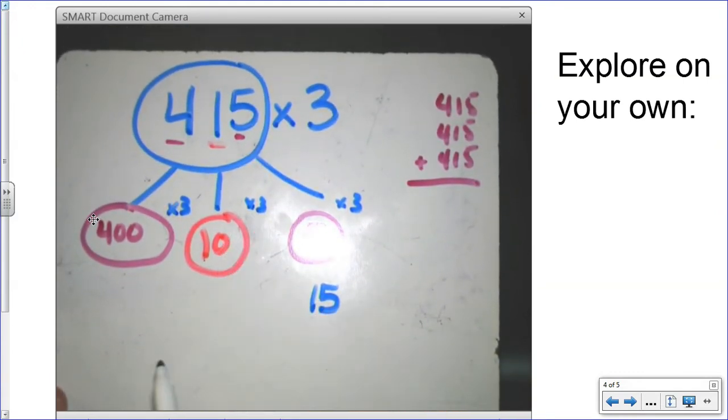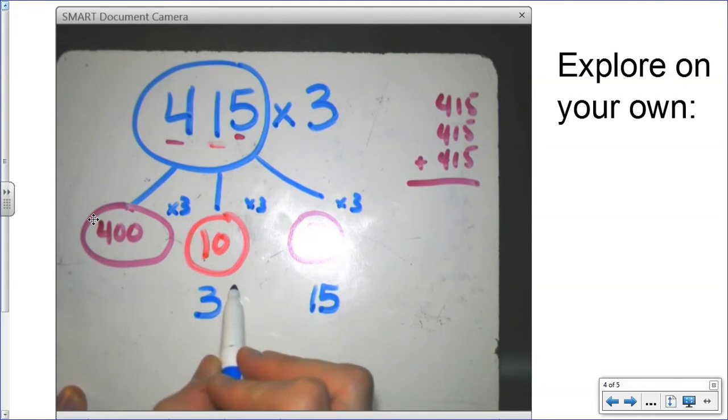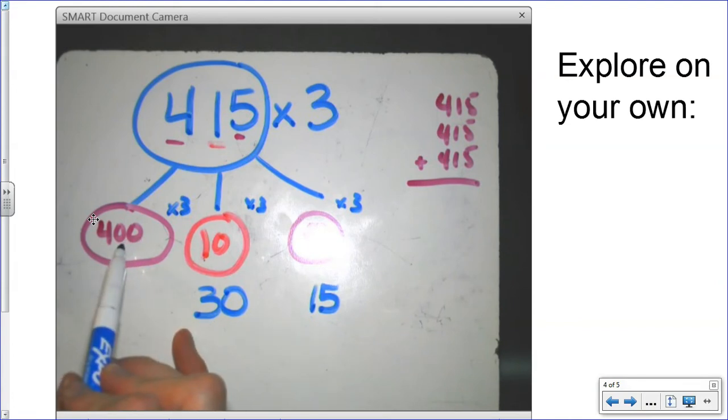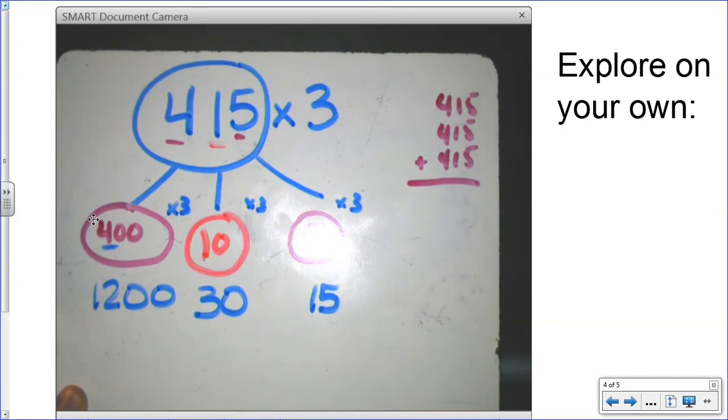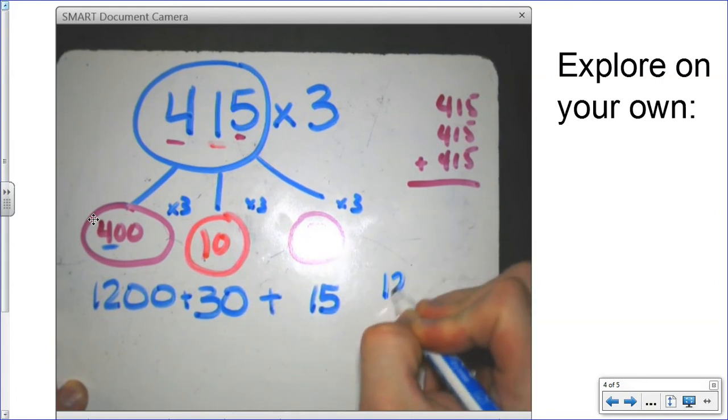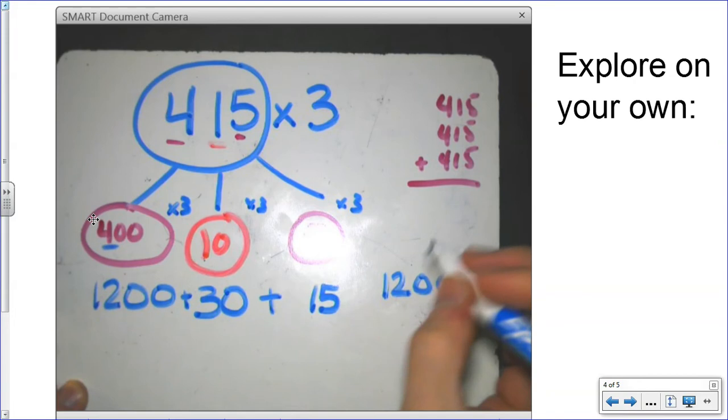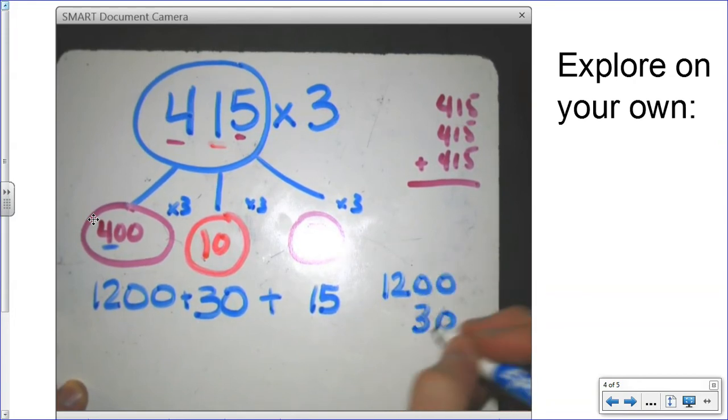I have 10 times 3 is 30 over here. And then I have 400 times 3. 4 times 3 is 12 with hundreds at the end. So that's 1,200. And now I have to add all of these pieces together. So I have 1,200 plus 30 plus 15.